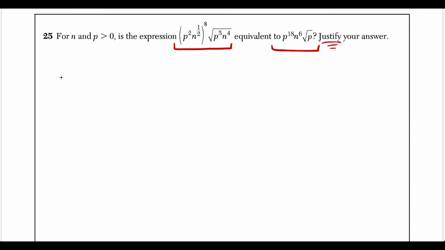Now, the first thing I would do is we're starting off with this, and I would use some of the laws of exponents that we know. So we have p squared times n to the half to the 8th. And then over here we have the radical p to the 5th times n to the 4th. And this is all under the same square root.